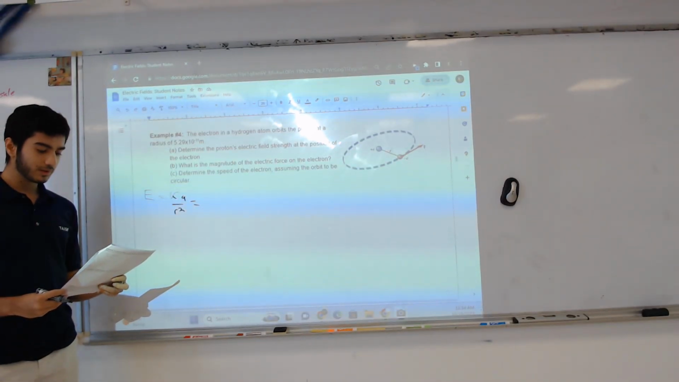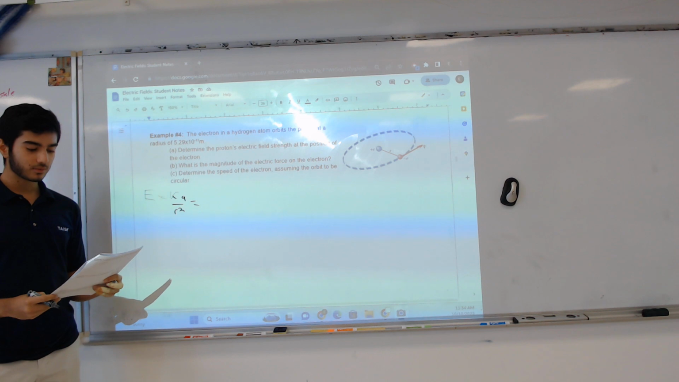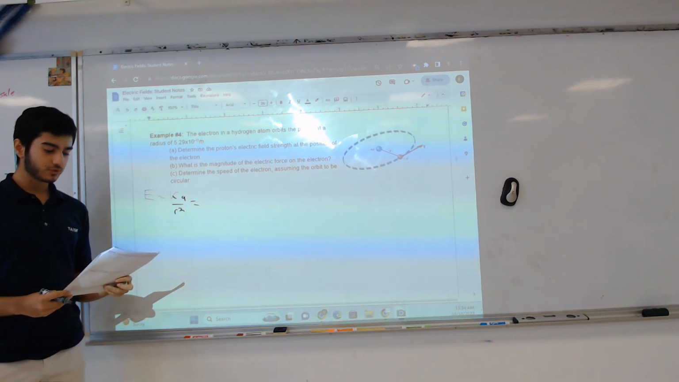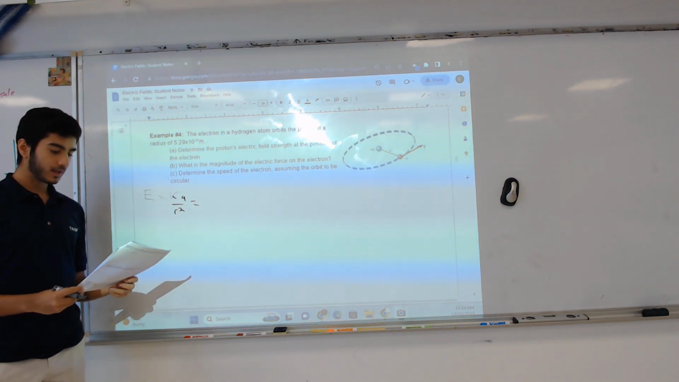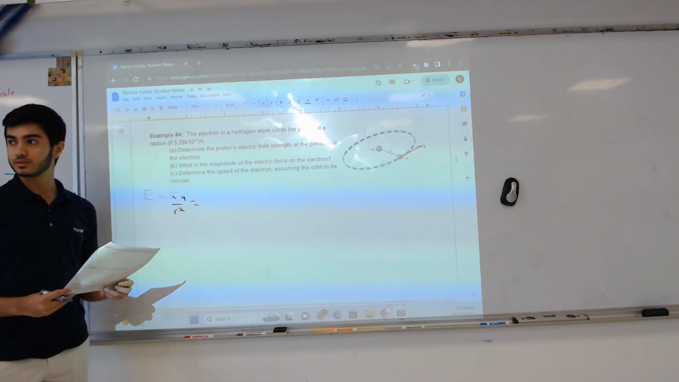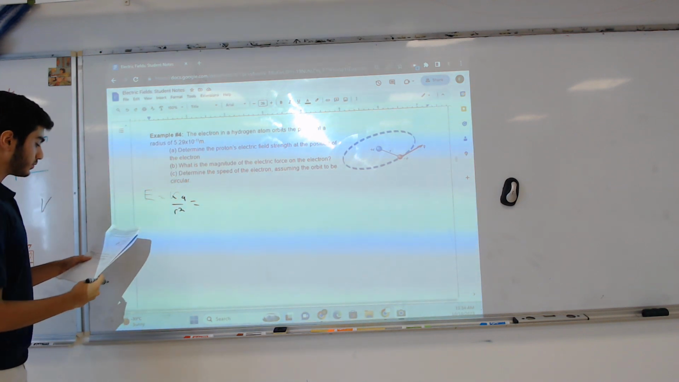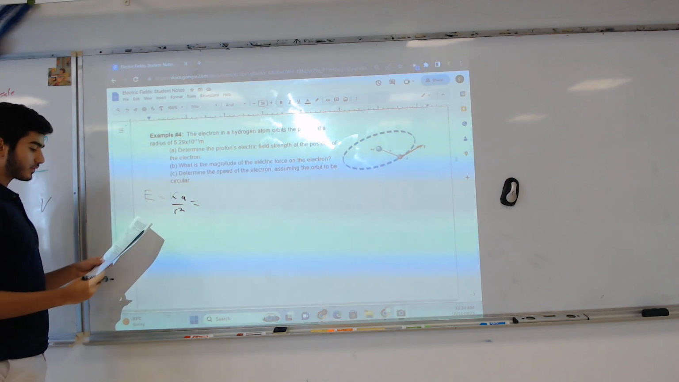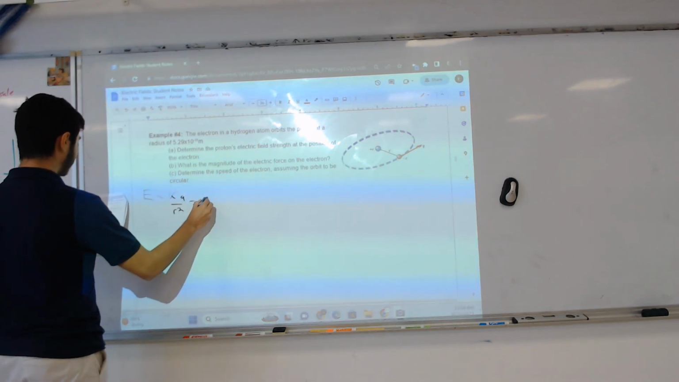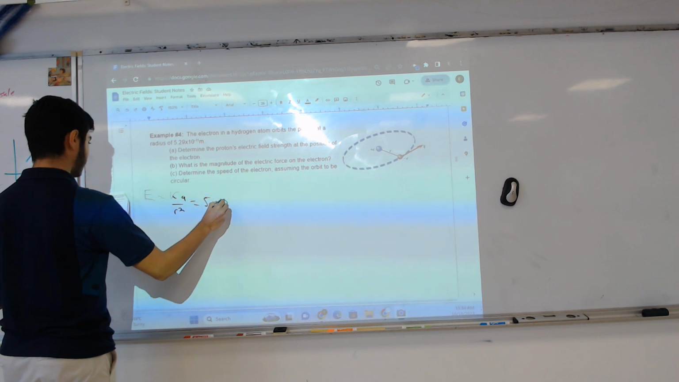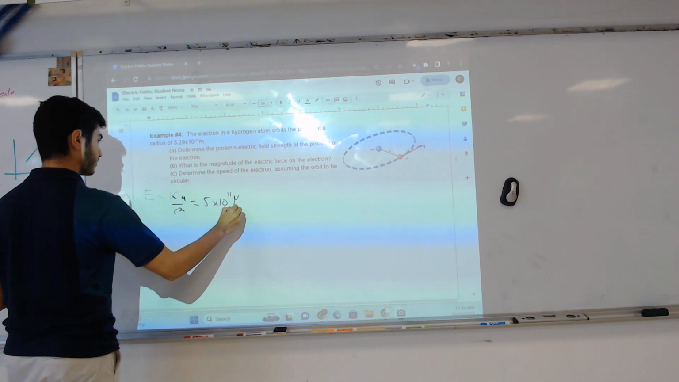For k, we know that k will be 9 times 10 to the 9th, which is on our equation sheet. Q will be 1.6 times 10 to the negative 19th, which is the charge of a proton or an electron. And the radius is given, which is 5.29 times 10 to the negative 11th. So we square that. And once we do that, we know that we need two significant figures. So solving this, we get 5 times 10 to the 11 newtons.